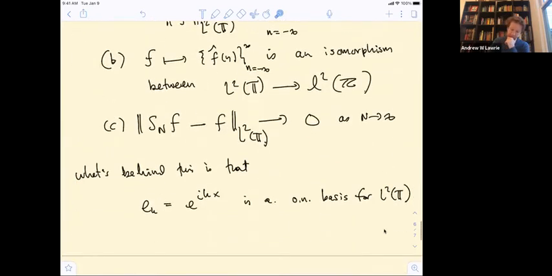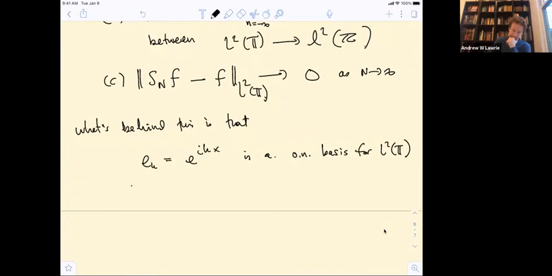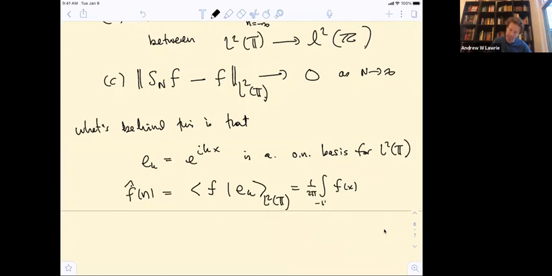Because remember the Fourier coefficient is equal to f paired with EK, where EK... sorry, this should be K.